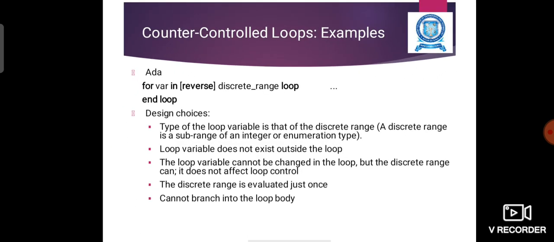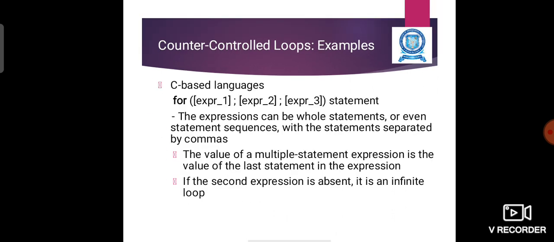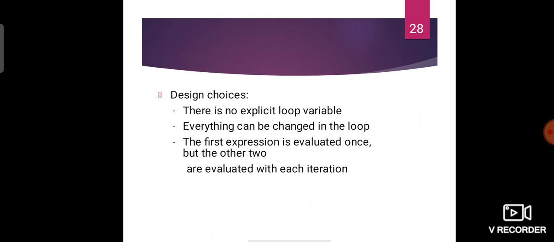For loop in Ada, for loop in C will have the common format we know, and in Ada this is the structure: for variable in reverse discrete range loop, and further it will consist of the loop statements and the end of the loop statements. And in C based languages the format will be like this: for expression 1, expression 2, expression 3, statement, and the conditions will be enclosed within the for statement.